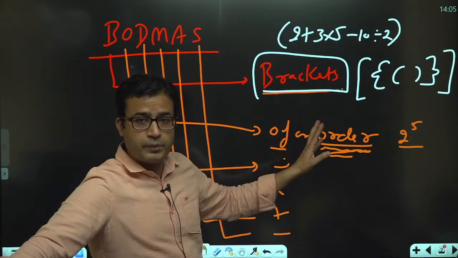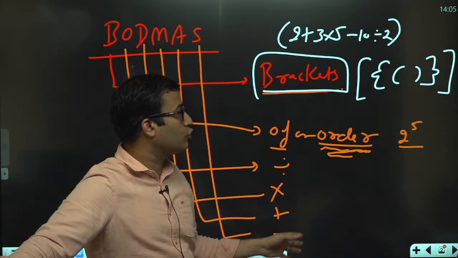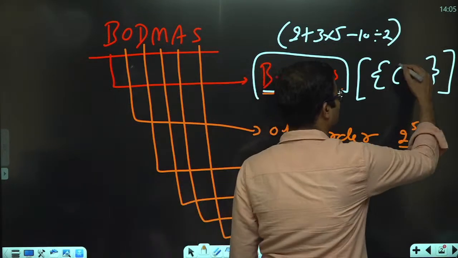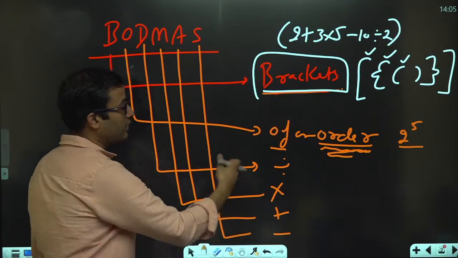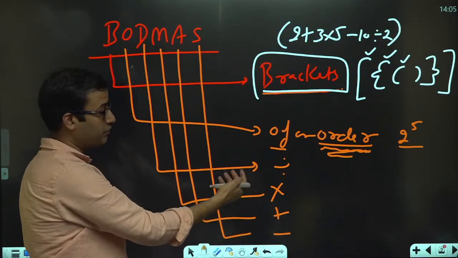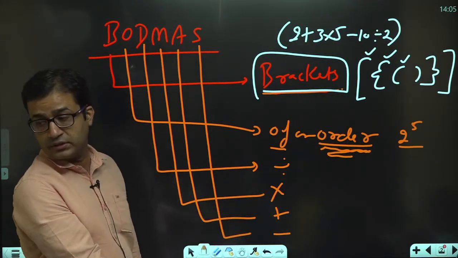So this is the purpose of this bracket and this is the purpose of this rule. If there is a bracket, first we have to open the small bracket, then the curly bracket, then the square bracket, then we will see if there is any power, then division, multiplication, addition, subtraction that we have to do.